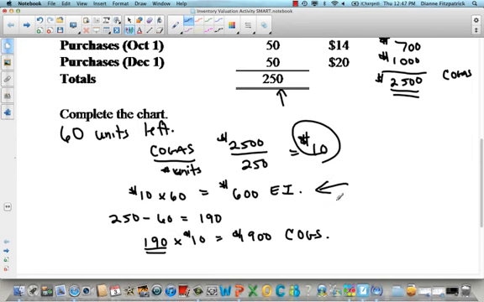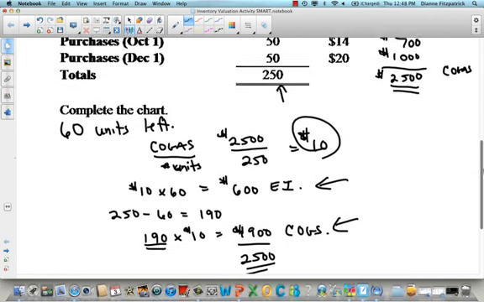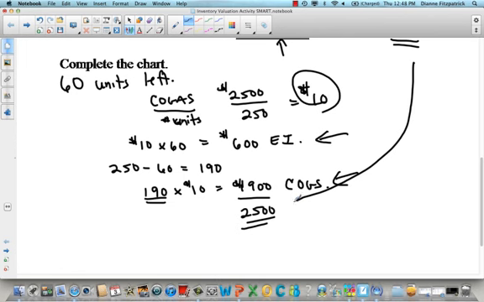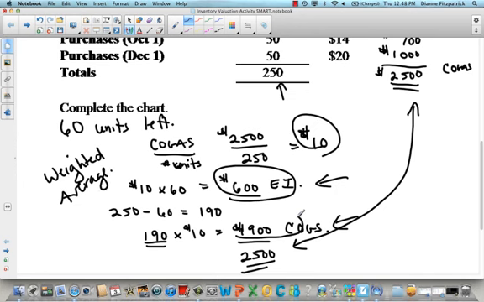Remember, we're always trying to calculate our ending inventory and our cost of goods sold. And if you add your ending inventory and your cost of goods sold, it should always equal your cost of goods available for sale. So here's a method by which you can check your work. In this case, the $2,500 that we had available equals that. So we're good. Under the weighted average method, our ending inventory was 600 and our cost of goods sold was 1,900.